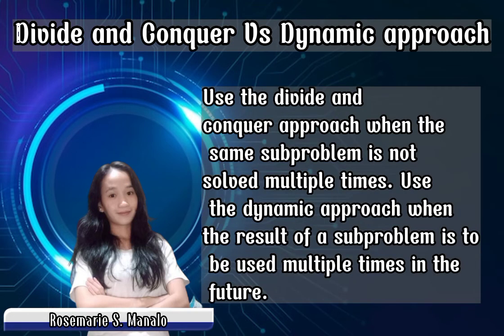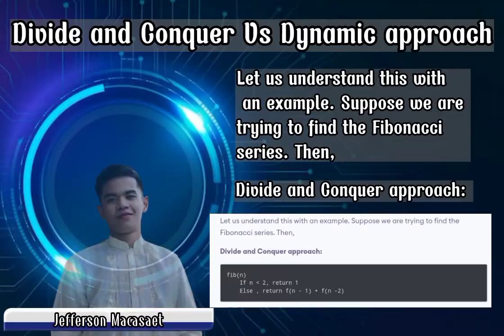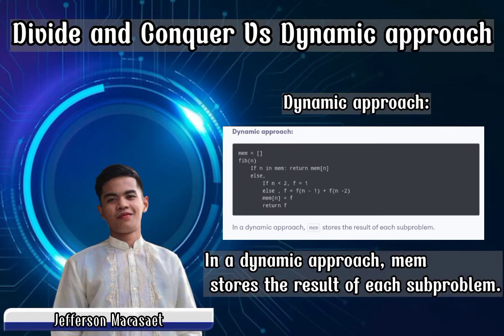Use the divide and conquer approach when the same subproblem is not solved multiple times. Use the dynamic approach when the result of a subproblem is to be used multiple times in the future. Let us understand this with an example. Suppose we are trying to find the Fibonacci series. Divide and conquer approach. Dynamic approach: in a dynamic approach, memoization stores the result of each subproblem.